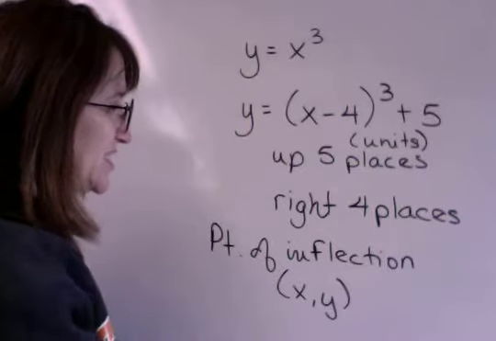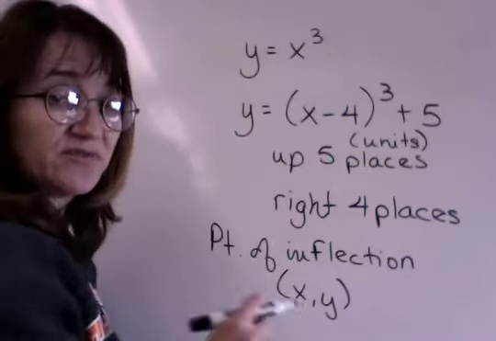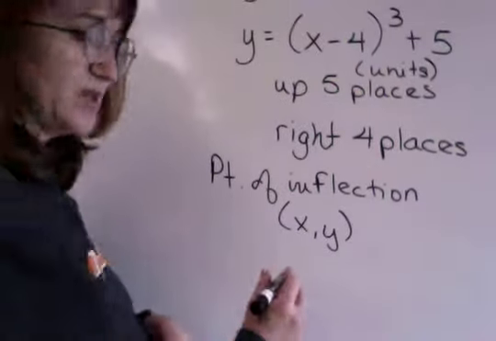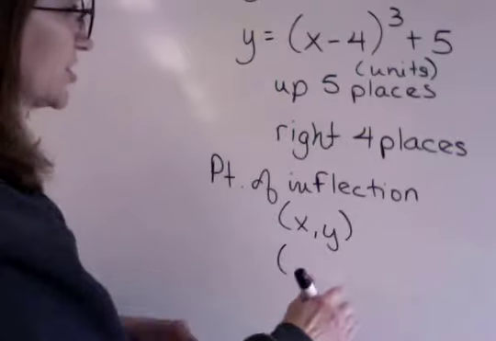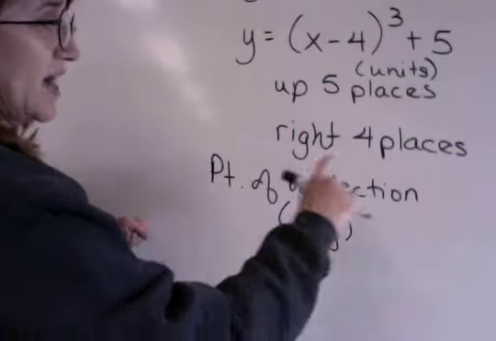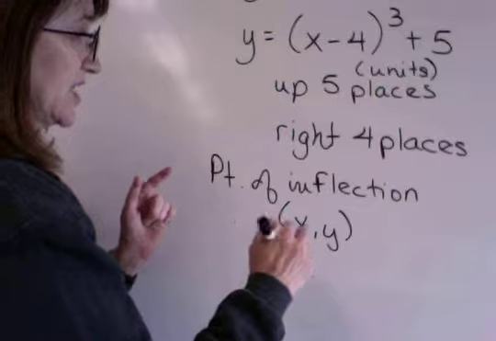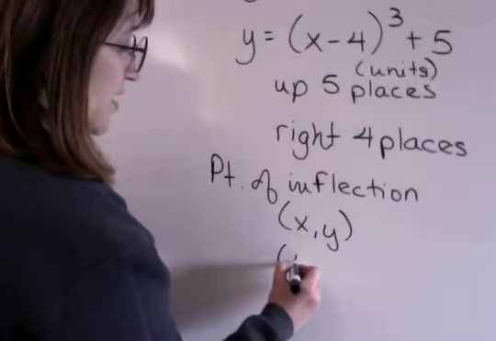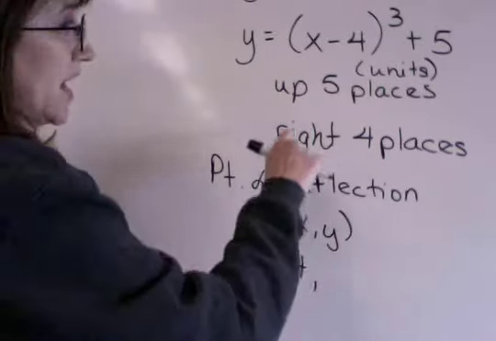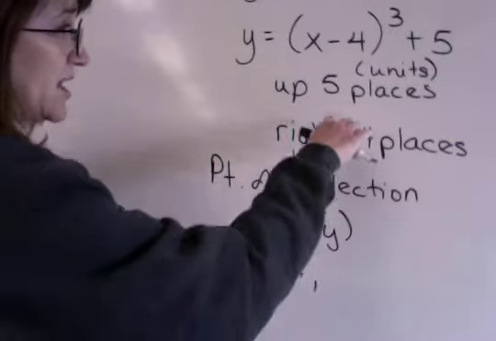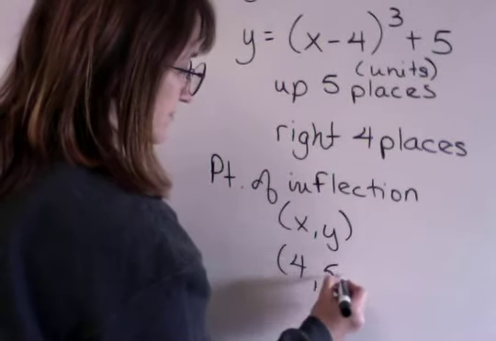How is it going up and down? So that's how we get the point of inflection. Let's look. My x, how did it go right to left? It went to the right. That's positive 4. How did it go up and down? That's my y. That's 5.